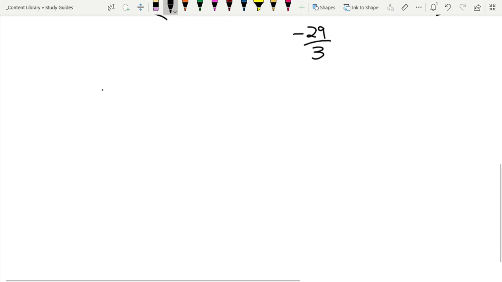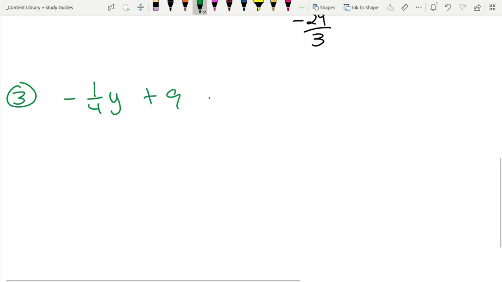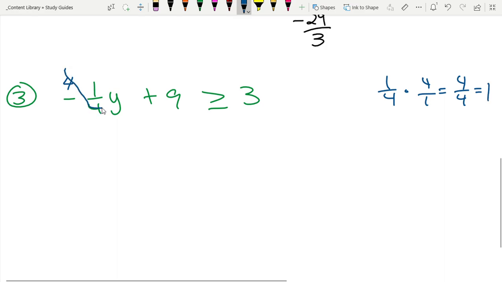On to number 3, where it gets a little bit more confusing, more steps. We have negative 1/4 y plus 9 bigger than or equal to 3. Now there's a lot of ways to approach this, but you know I always like to do fraction busters because I don't want to work with fractions. So if I multiply 1/4 by 4, the 4's will cancel out. And again, just to show that, if you do 1/4 times 4 over 1, you get 4 over 4, which is just 1, which is the number that's on the top. So I like to just show the cancel out process like that.